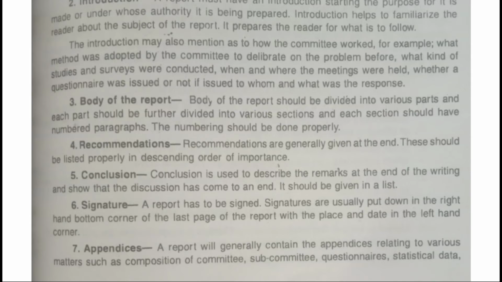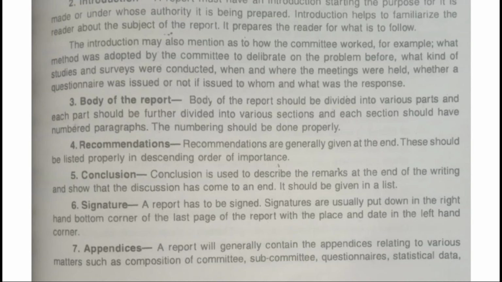Fourth point is recommendations. Recommendations are generally given at the end. These should be listed properly in descending order of importance. Recommendations are very important. Next is conclusion. Conclusion is used to describe the remarks at the end of the writing and show that the discussion has come to an end. It should be given in a list. So in our report there should be a conclusion at the end.